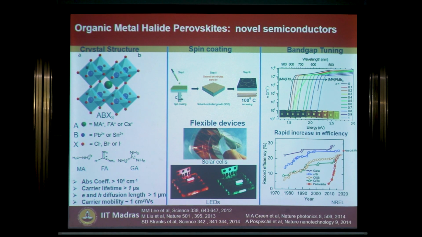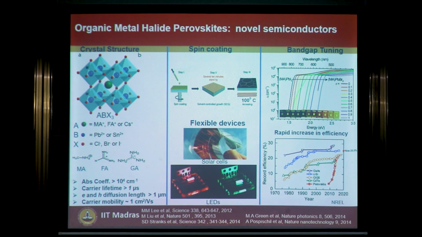Keeping them as our quenching agents, as defects basically, all other parameters seem to be tolerating, because those defect levels are inside the conduction band or the valence band. So that's where we are on the safer side.